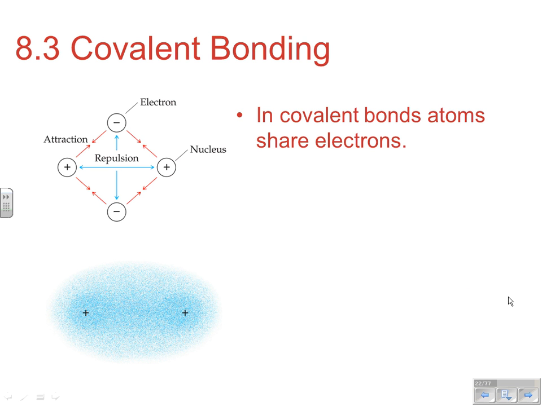Okay, today we're going to be looking at 8.3 covalent bonding through 8.5, which gets into drawing Lewis structures, which is really a review of something you did last year. Now, in covalent bonds, remember you're sharing electrons.